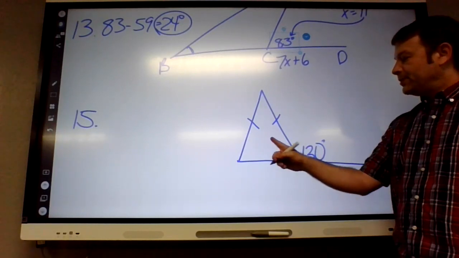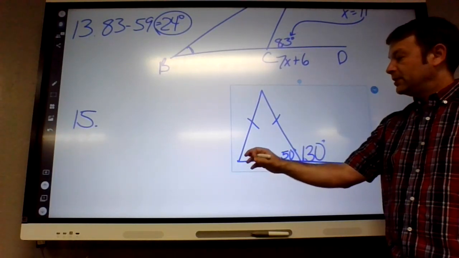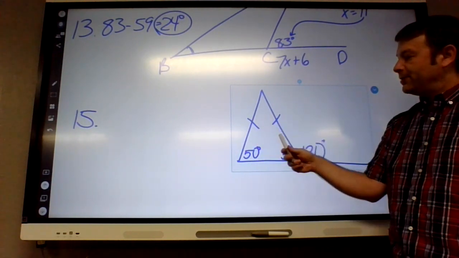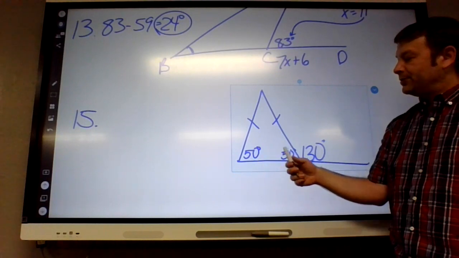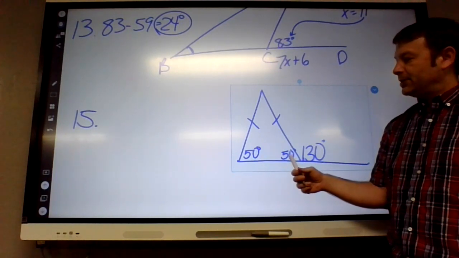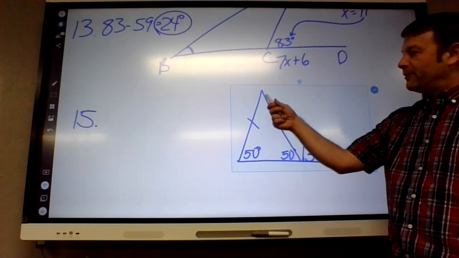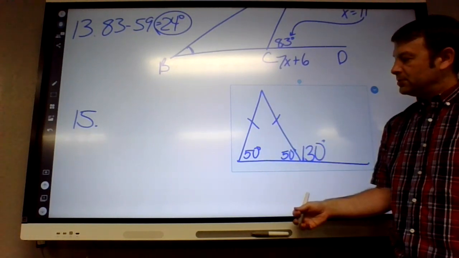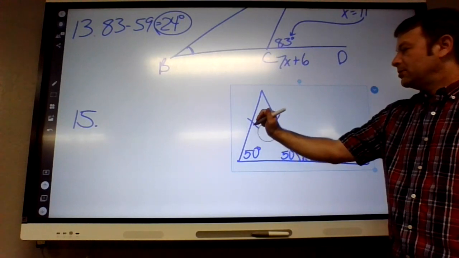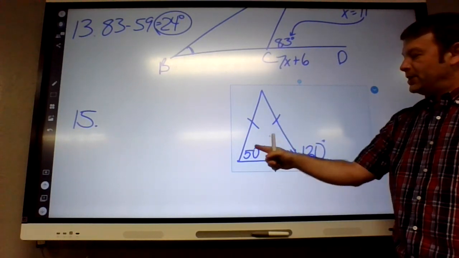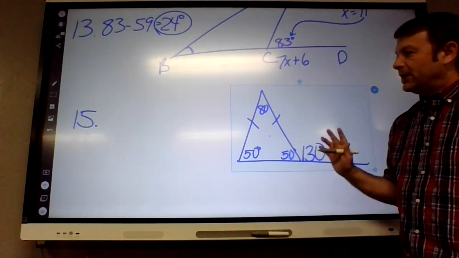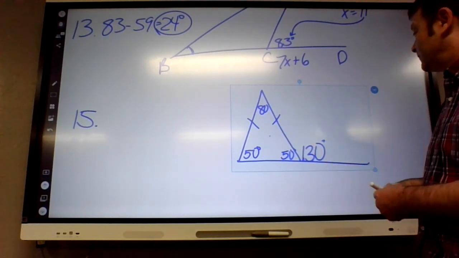If this is 50, what's this angle going to be? Why? Because it's an isosceles. Right, in an isosceles triangle, the base angles are the same. Remember that trick? And if these are both 50, how do I find the vertex angle up here? 180 minus these two. 180 minus 100 is 80. Okay, anyway, that's kind of the tricks we need for 14 and 15.